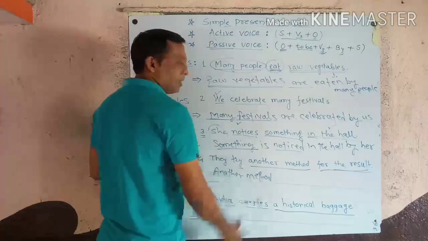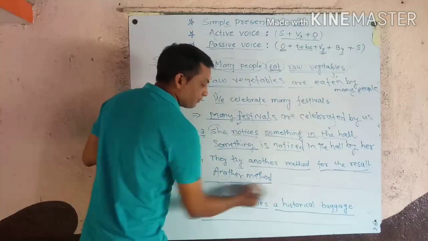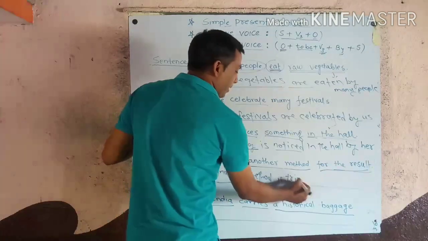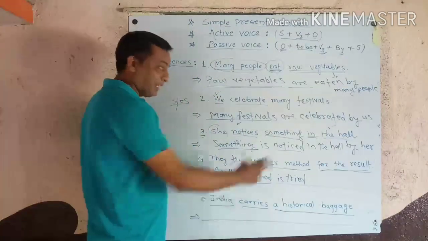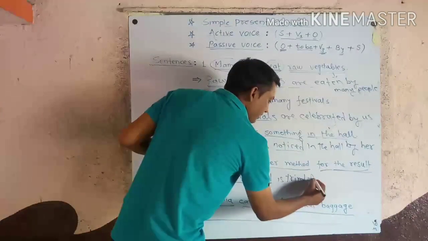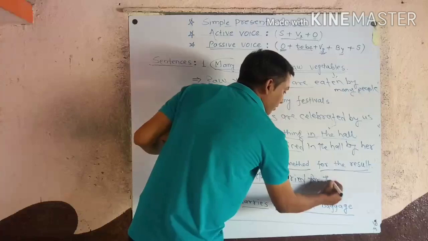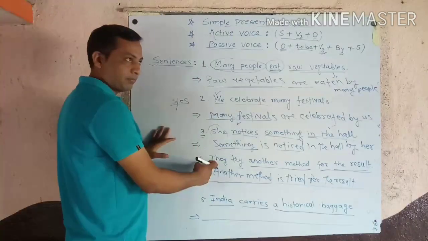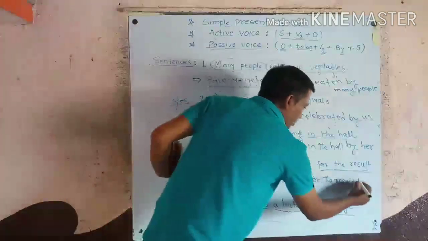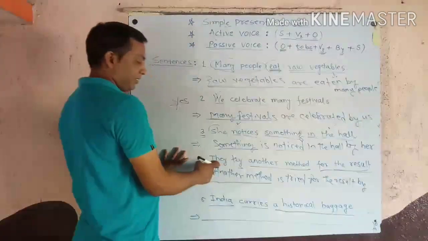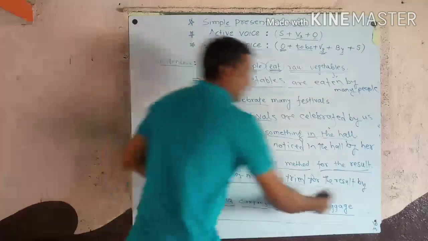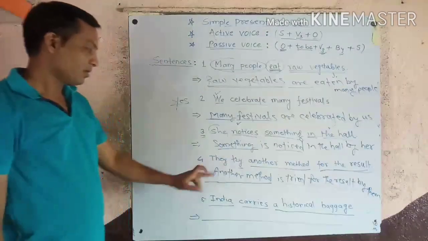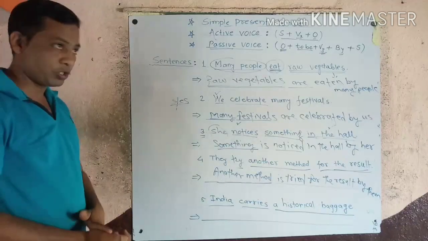Then which is the main verb? Try. Then what should we take here? Is. And then the third form of the main verb, that is tried. And then take the prepositional object. Which one is the prepositional object? For the result. And now the subject into object. But before that, what should we take? By. And the objective case of they, that is them. Yes.